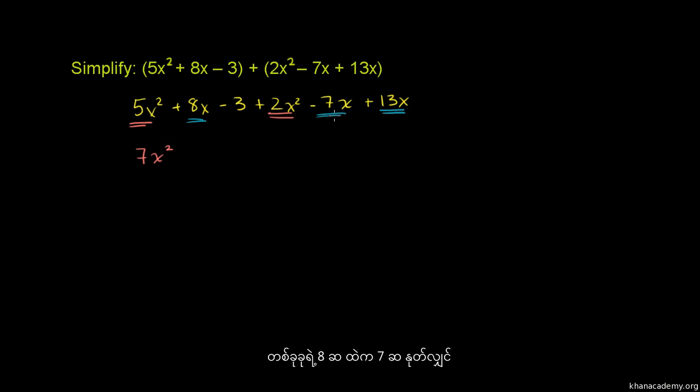So if you have 8 of something minus 7 of something, you're just going to have 1 of that something. Oh, sorry, and then if you add 13 more of that something, you're going to have 14x. 8 minus 7 is 1, plus 13 is 14. So plus 14x, that's these three terms: 8x minus 7x plus 13x.